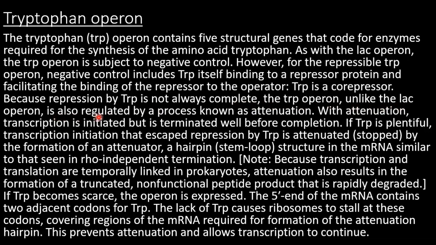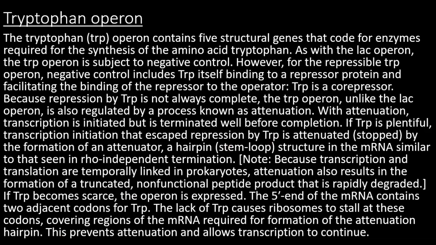Because repression by tryptophan is not always complete, the tryptophan operon, unlike the Lac operon, is also regulated by a process known as attenuation. With attenuation, transcription is initiated, but is terminated well before completion. So you initiate transcription, then before it is completed, you tell it to halt. Okay. So if tryptophan is plentiful, there is transcription initiation that escaped repression by the tryptophan.